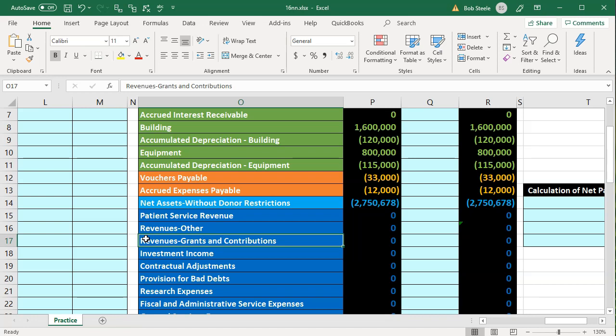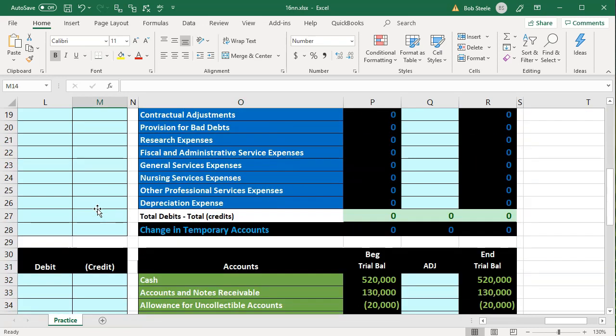Same kind of temporary accounts here, those that will be measuring things over time, will then be closed out to the net asset account at the end of the time period in the closing process. We will be completing this with the closing journal entries as well.